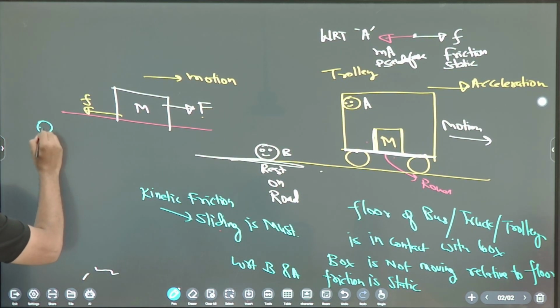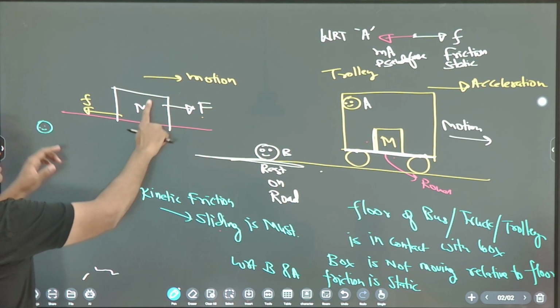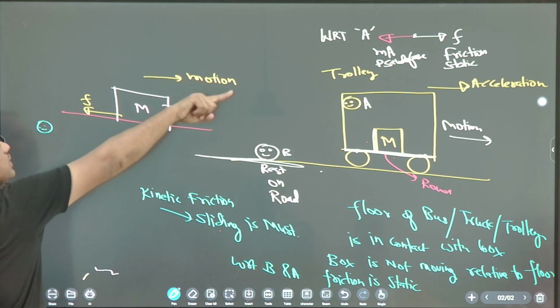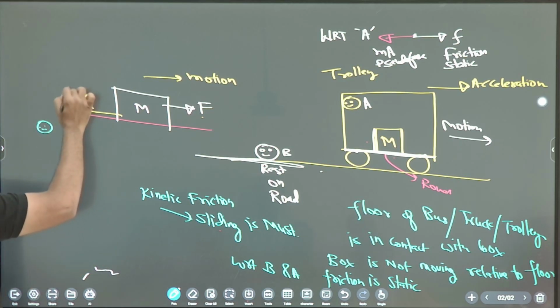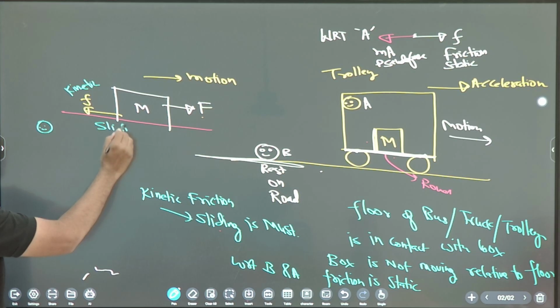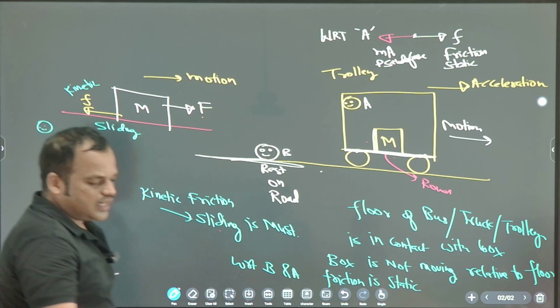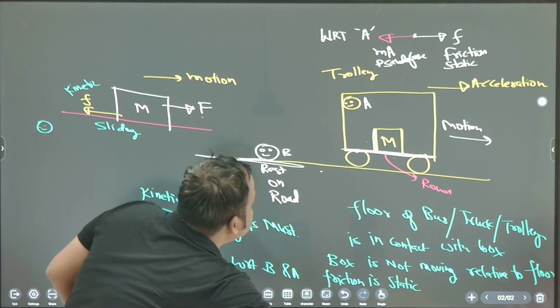In this case, suppose this is the observer. According to this observer, what is the direction of motion? Right side. Friction? Left side. Now, is this friction static or kinetic? This is kinetic friction because sliding is there. This is sliding. Understood?